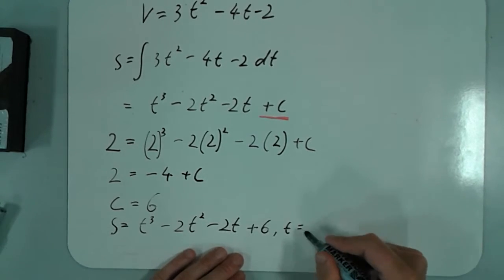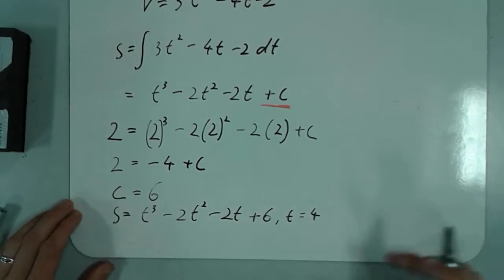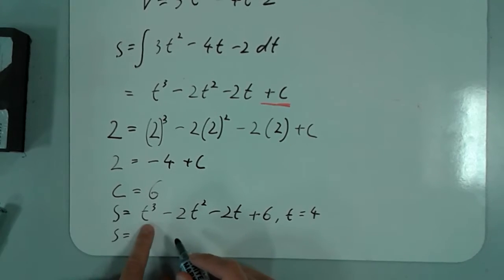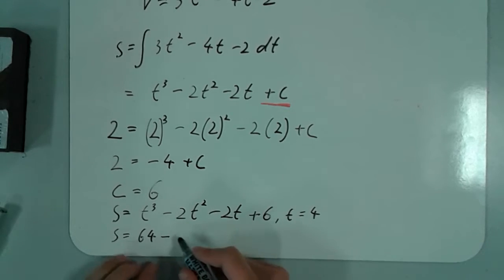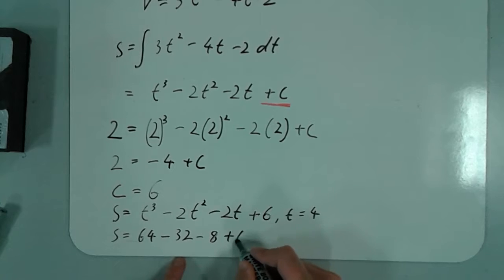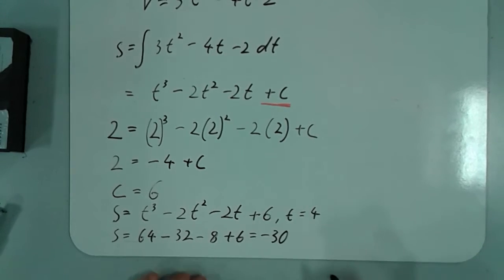I now want to find out what the displacement was at t equals 4. Substituting in t is 4 gives us s is equal to 64 minus 16 times 2, 32, minus 8 plus 6. So that's going to give us minus 2, minus 34, minus 30. Remember, this is displacement.